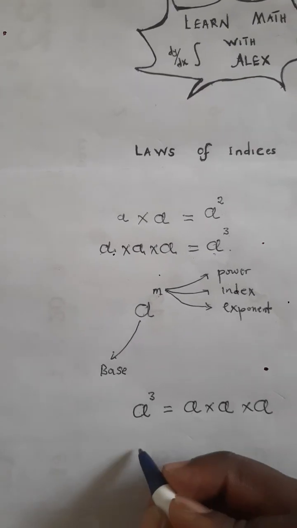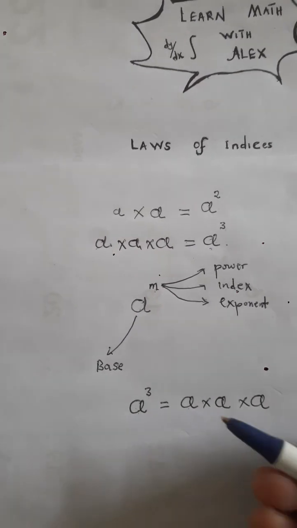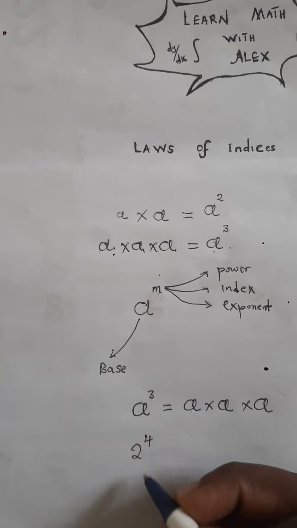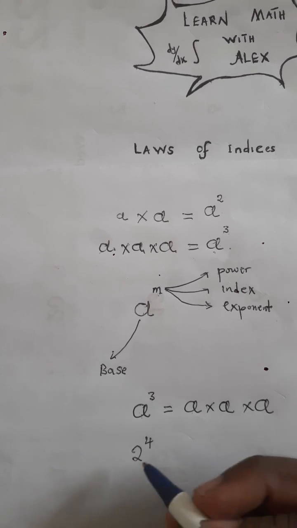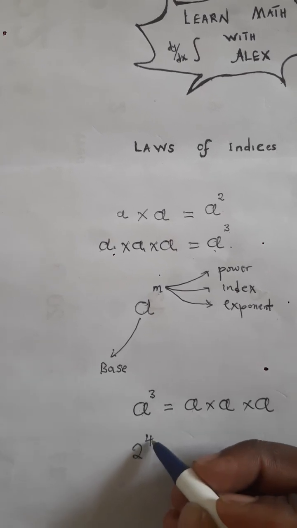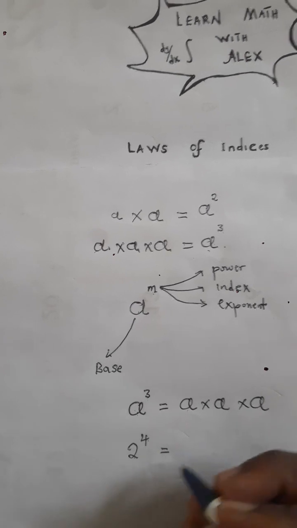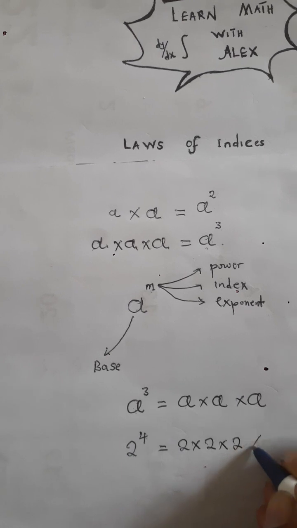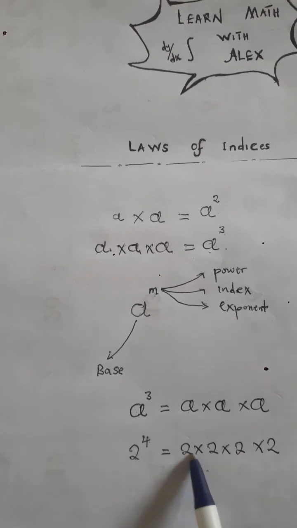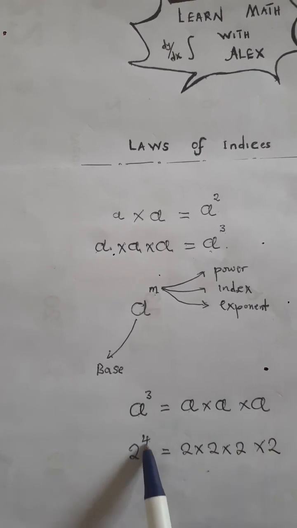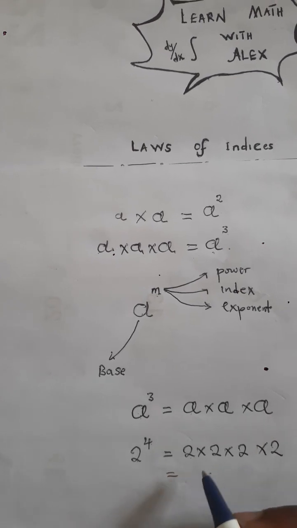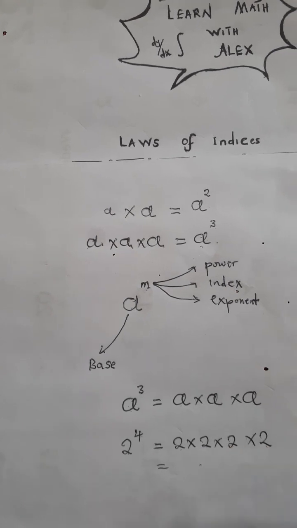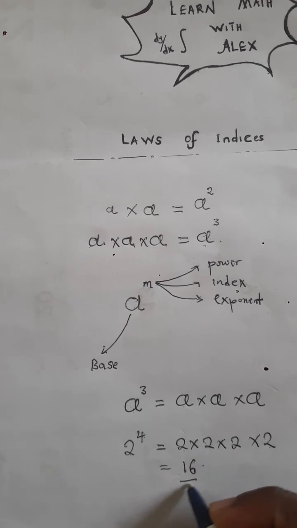Another example is you can see this with numbers as well. Let me use numbers this time. 2 raised to the power 4. We can read this as 2 to the power 4. This means you're going to multiply 2 by itself 4 times. When you count 1, 2, 3, 4, that is the 4 which is there, and 2 to the power 4 is 2 times 2, that is 4, times 2, 8, times 2, we get 16.